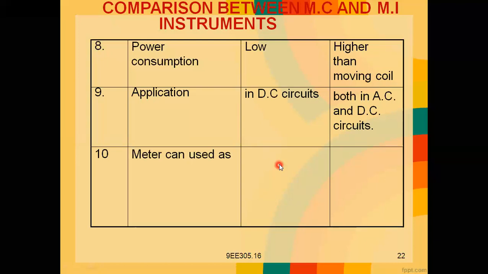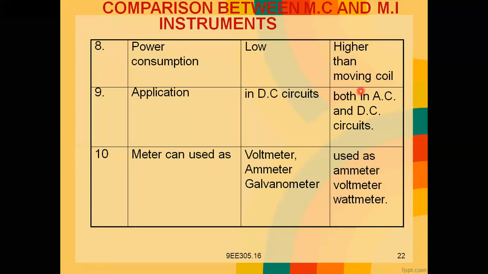Now, how can we use a basic MC meter and how can we use a basic MI meter? Let us have a look over it. We can use a basic MC meter as a voltmeter, an ammeter, or a galvanometer. We can also use it as an ohmmeter too. Coming to MI, we can use it as an ammeter, voltmeter, and wattmeter.